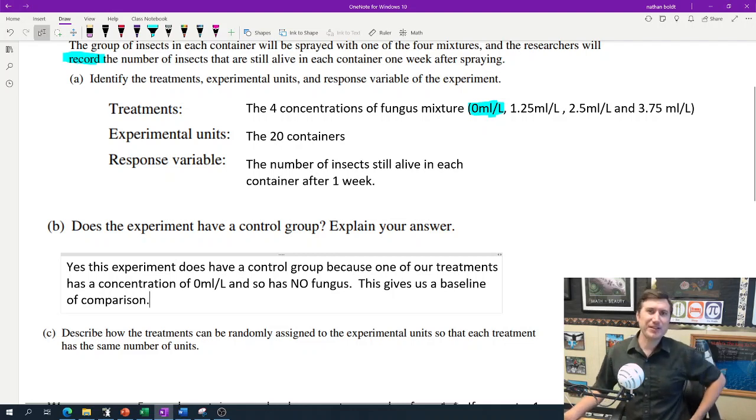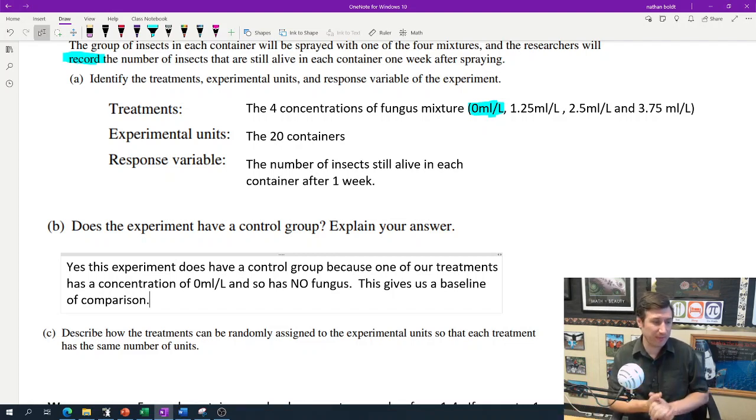All right, letter C is really where things get difficult, I think. Definitely the hardest part of this question to get all the points. Describe how the treatments can be randomly assigned to the experimental units so that each treatment has the same number of units. So how can we randomly assign these 4 treatments so that the same number of treatments are out there? Okay, so first I'm going to give you a wrong answer.